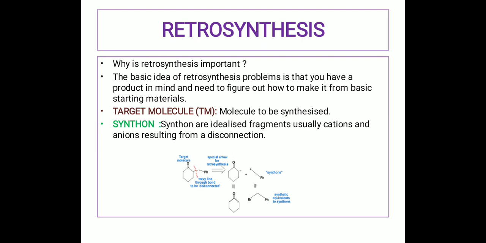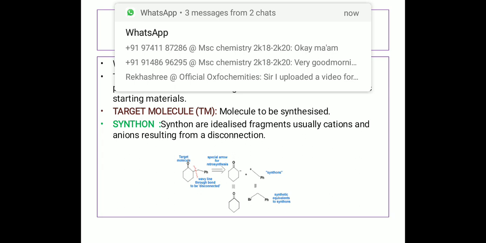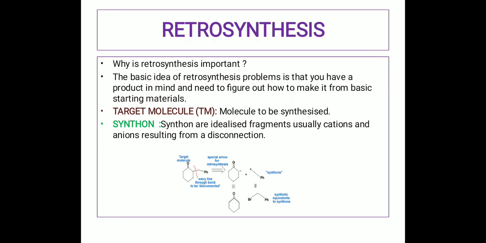Similarly for the benzyl cation, we have to neutralize the positive charge. We neutralize the positive charge by reacting it with a halide ion, X minus. X minus can be Br minus, Cl minus, etc. So here when Br minus attacks the electrophile, we obtain benzyl bromide. So benzyl bromide and cyclohexanone are suitable starting materials for the synthesis of the target molecule benzyl cyclohexanone. So this is one example of a synthon and synthetic equivalent.